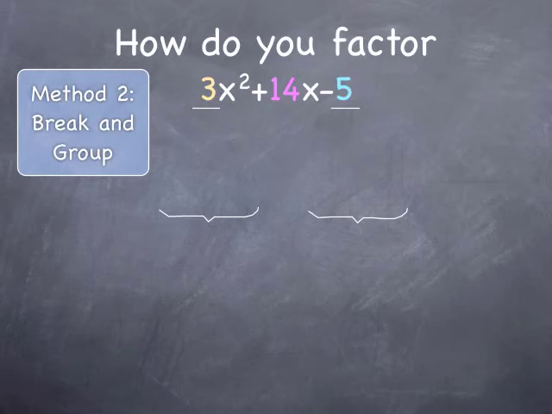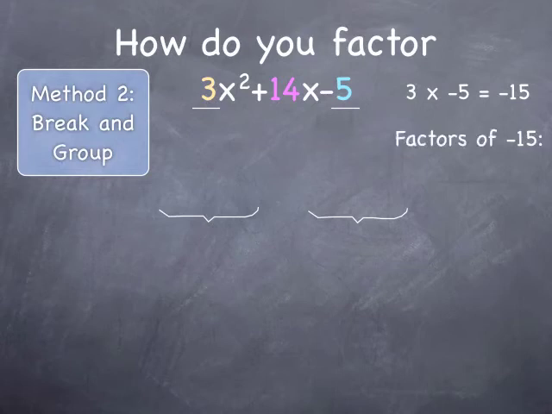The first thing we need to do is to multiply a and c together. That's the first coefficient and the last number here. In this case, we'll take 3 times negative 5 and get negative 15. Now we take that answer, negative 15, and we look at the factors of negative 15.